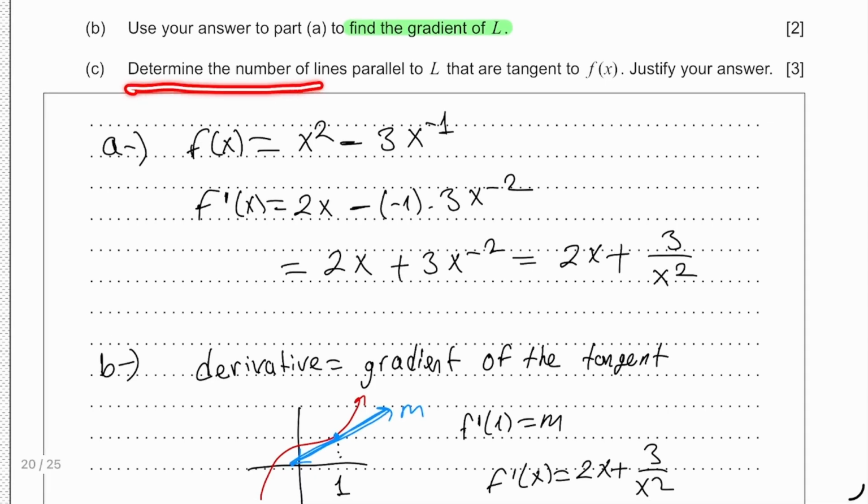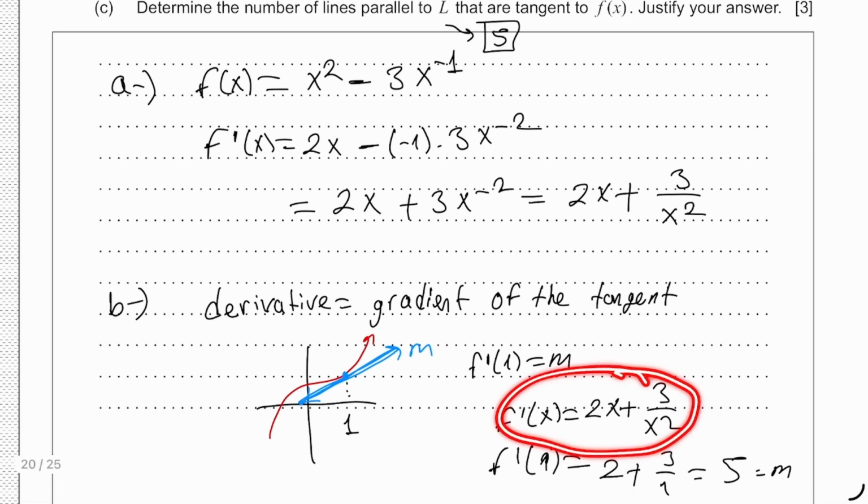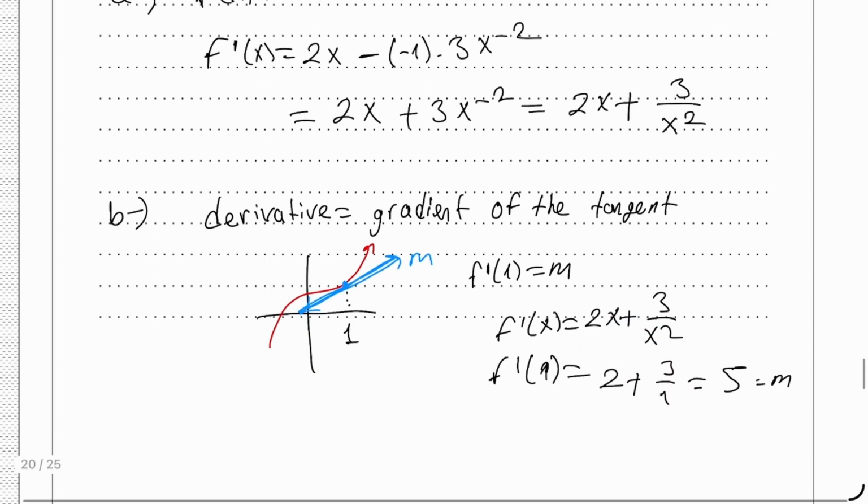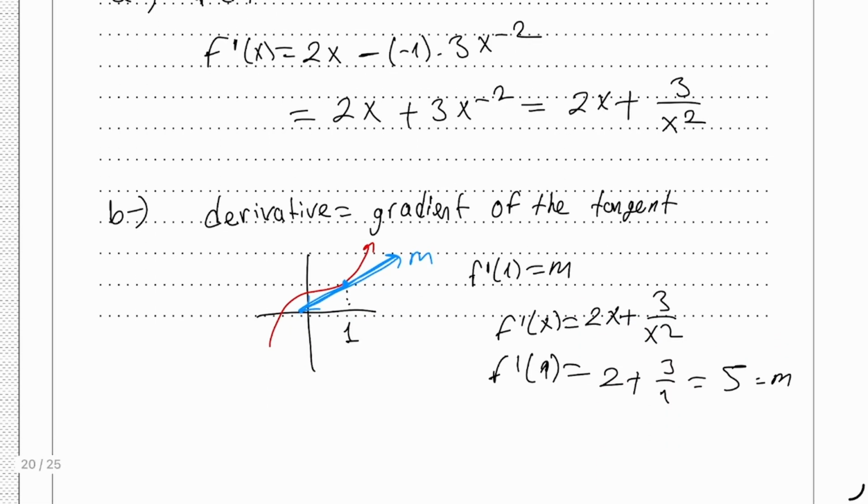Question number C, determine the number of lines parallel to L. Parallel to L means they have the same gradient. What is the gradient of L? We just found 5, right? So this derivative function equals 5, and we're gonna find x values. How many x do we have where the derivative equals 5, okay? So part C, 2x plus 3 over x squared equals 5.